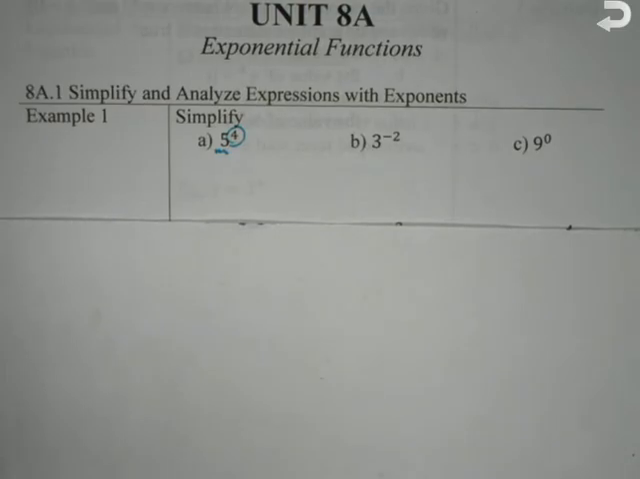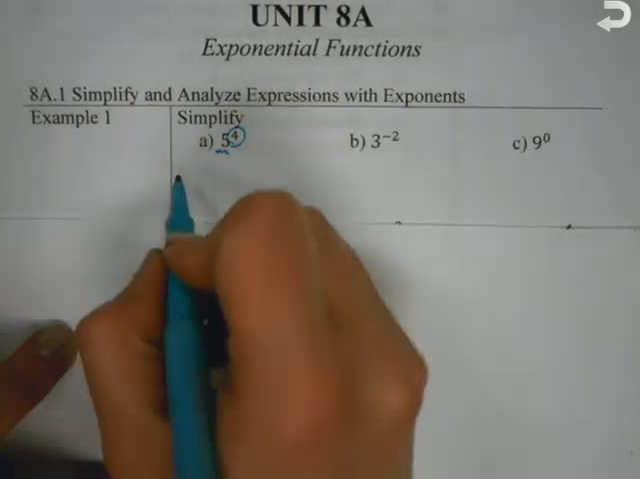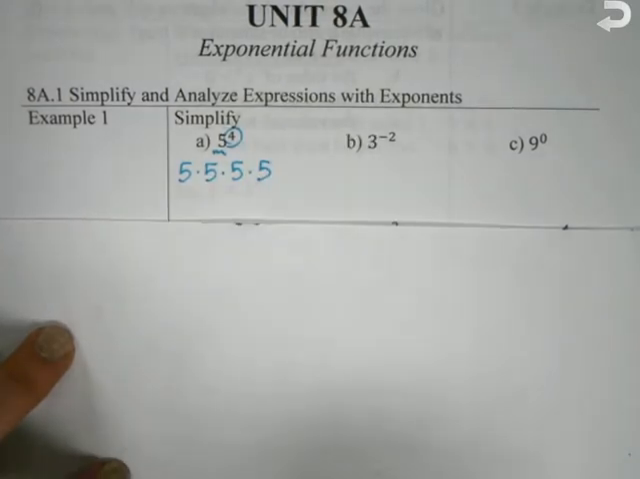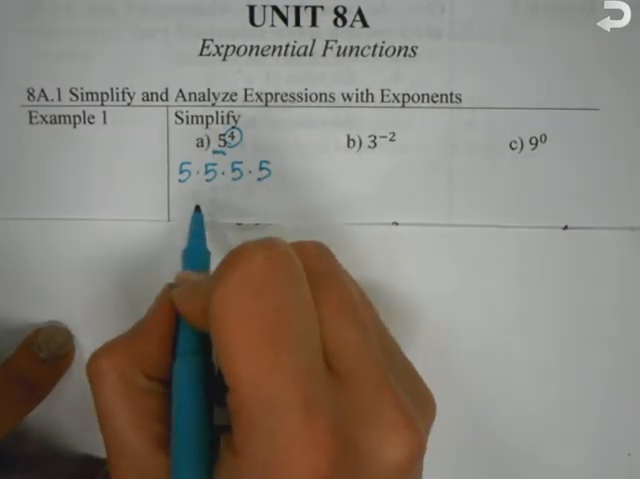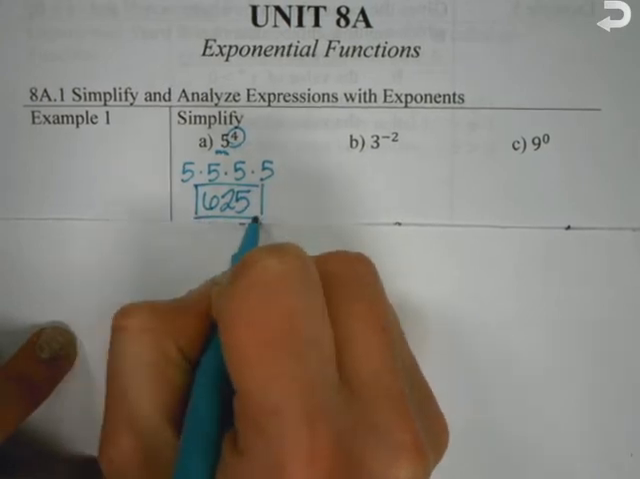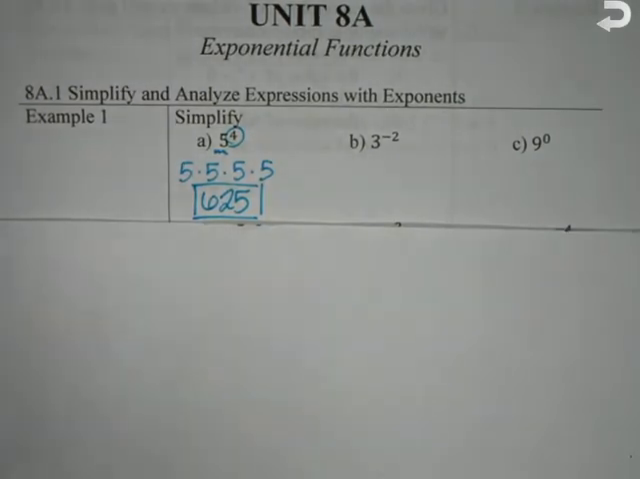So if I have 5 to the 4th, what does that mean? 5 times 5 times 5 times 5. So what does that give me? 625. Good. Okay, so 5 to the 4th is 625.